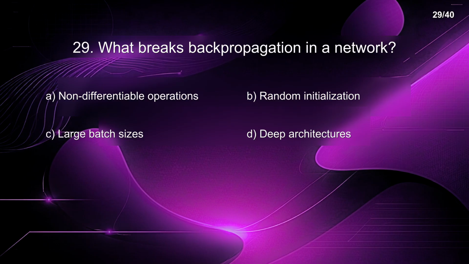29th question. What breaks backpropagation in a network? A. Non-differentiable operations. B. Random initialization. C. Large batch sizes. D. Deep architectures. Correct answer is A. Non-differentiable operations.